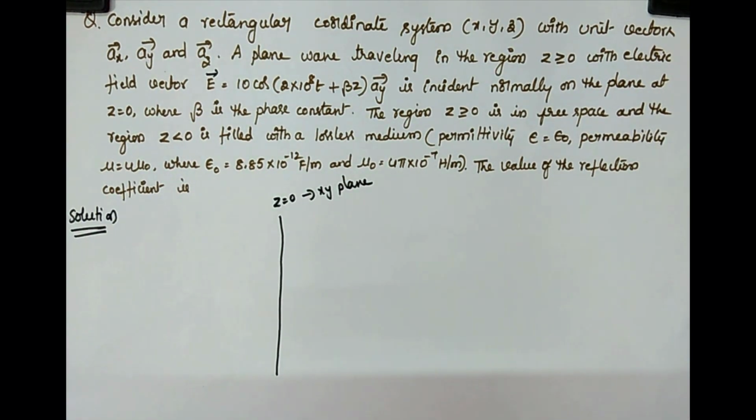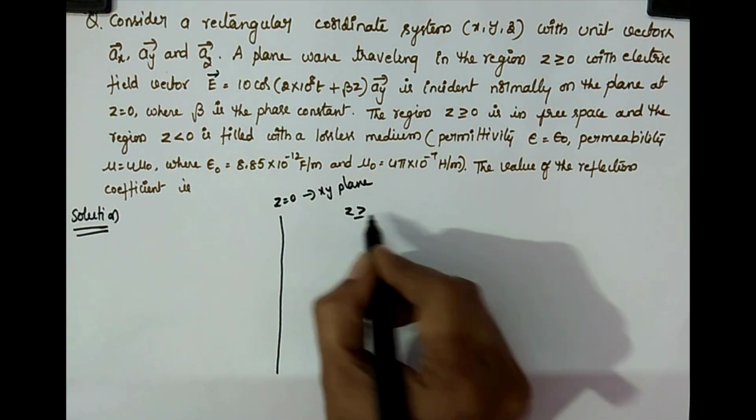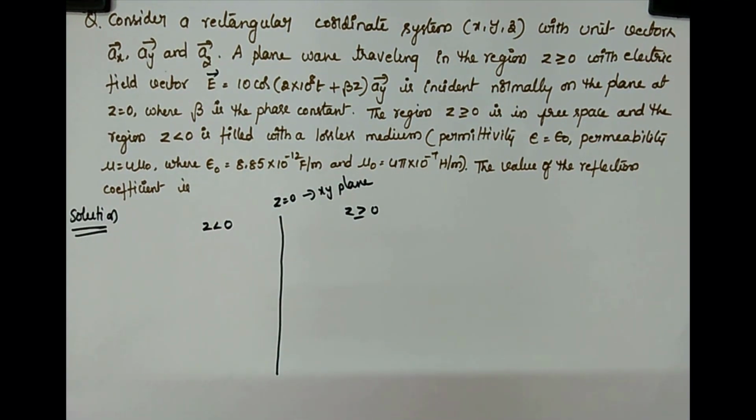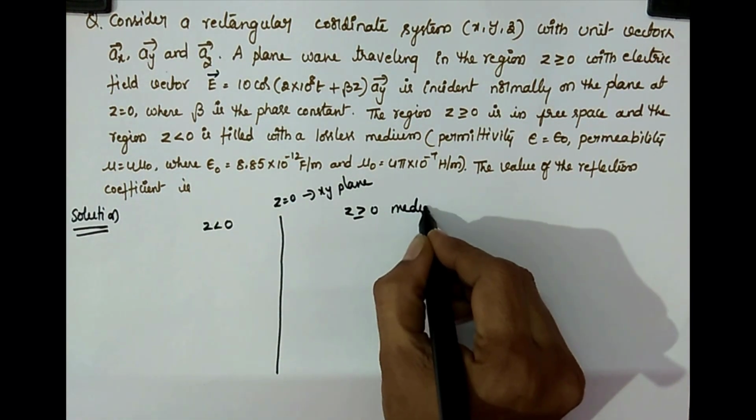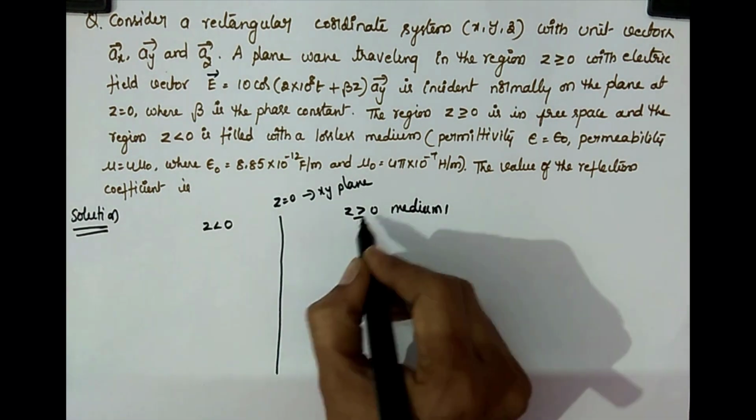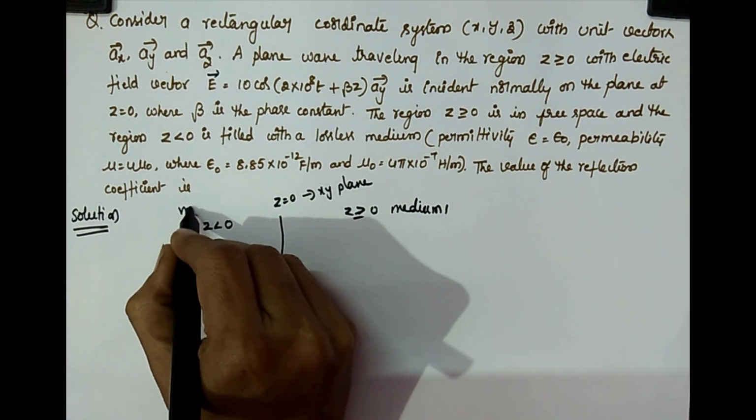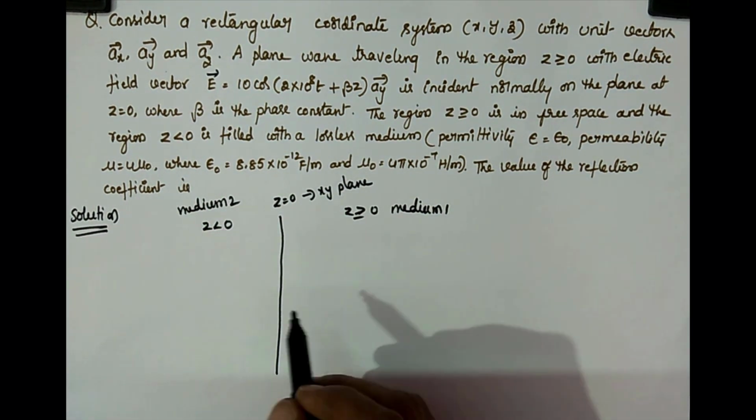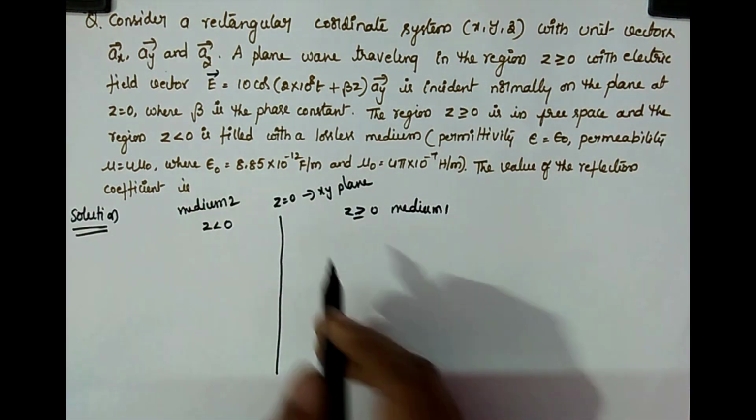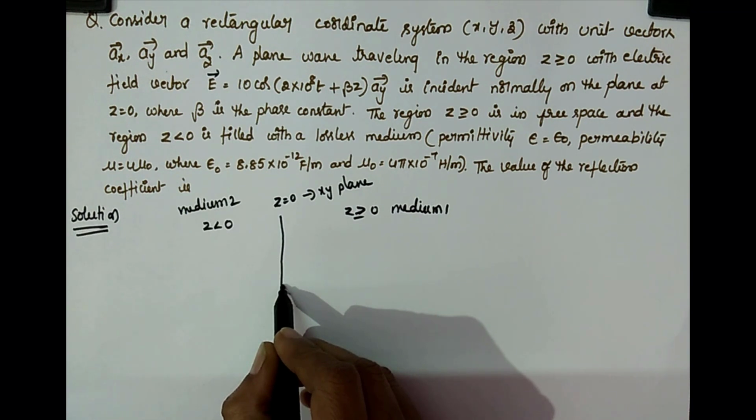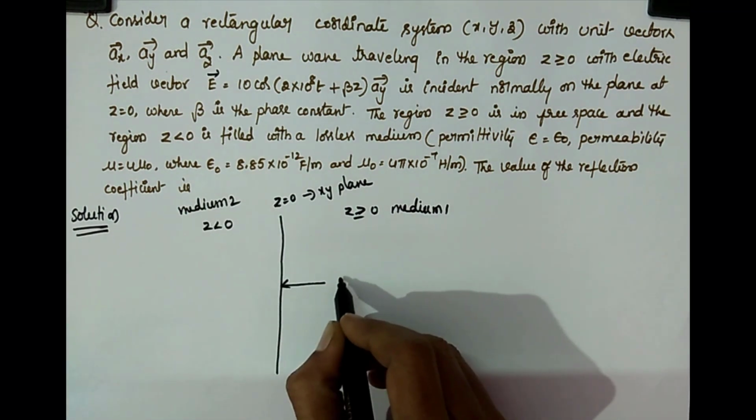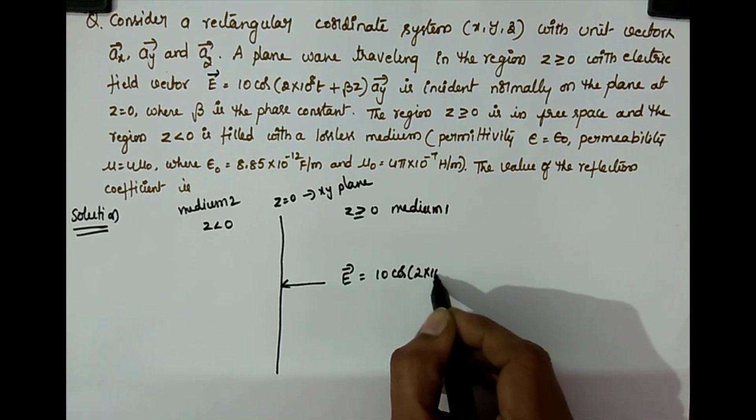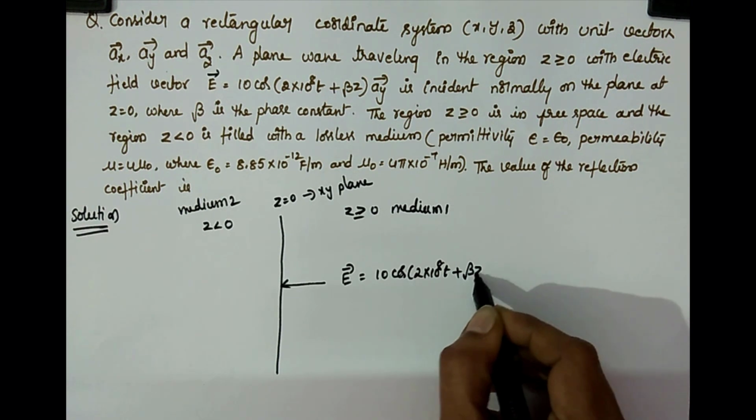Imagine an xy plane. This is z ≥ 0 and this is the z ≤ 0 medium. Let this be medium 1 and let this be medium 2. A plane wave is incident normally, and the wave equation is E = 10 cos(2 × 10^8 t + βz) ay.